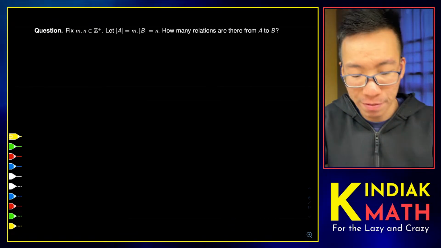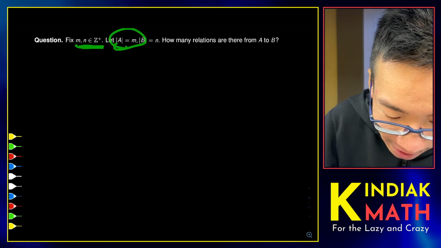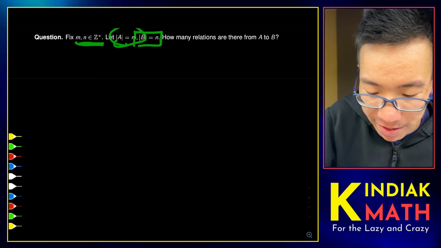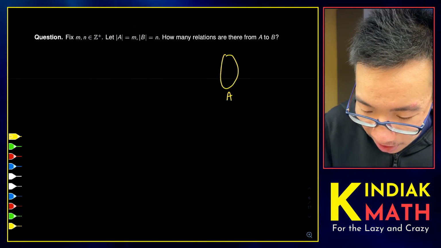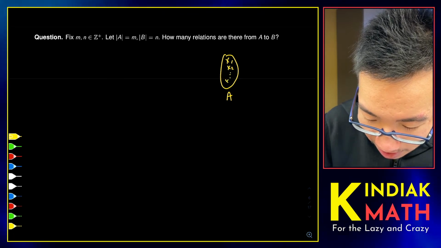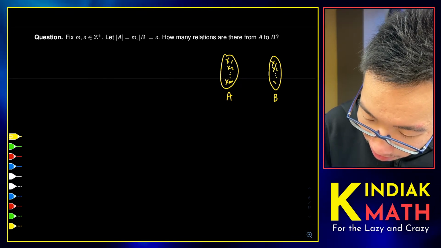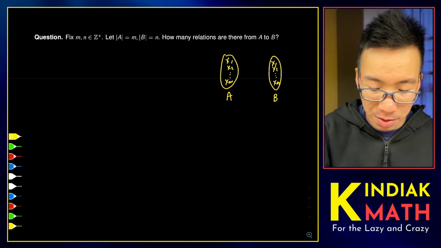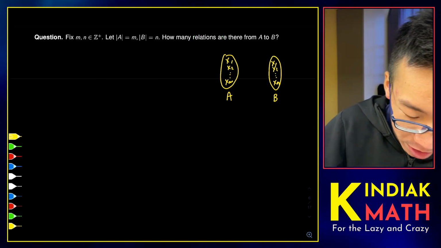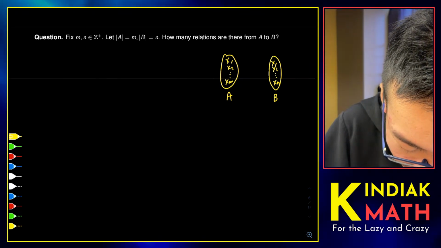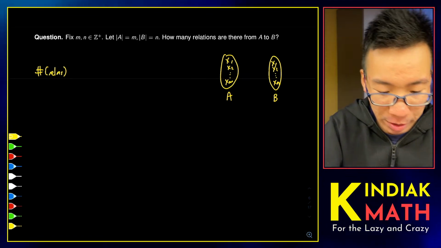So here's the question: fix m and n in the integers. We will let A have size m, B have size n. So perhaps we can draw a quick picture over here. So here's A. Here's size m, and here's B. Here's size n. So the first question is, how many relations are there from A to B? So in other words, we are trying to find the number of relations from A to B.